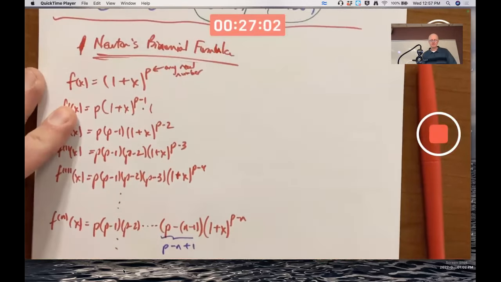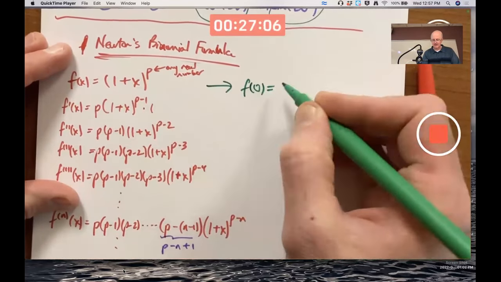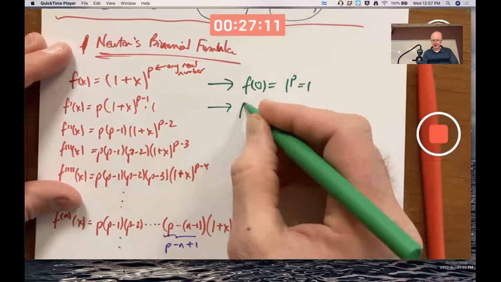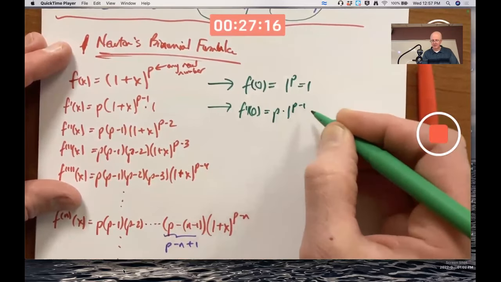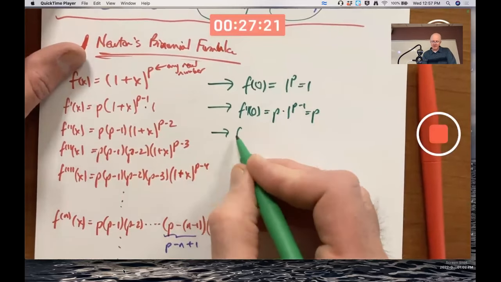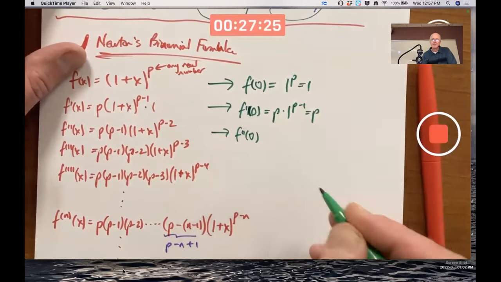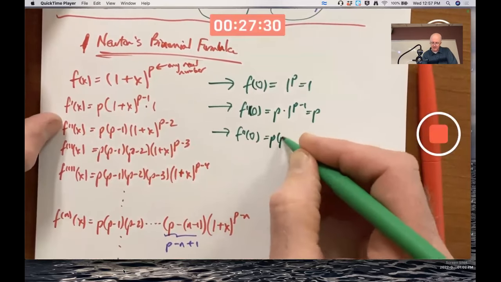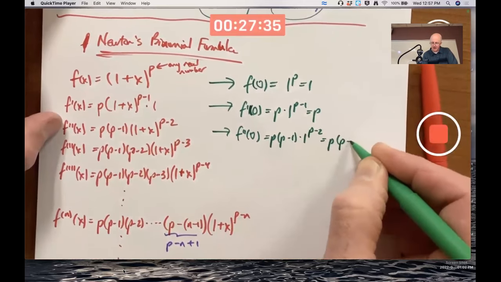Now plug in 0. F of 0 is 1 to the p power, which is 1. F prime of 0 is p times 1 to the p minus 1 power, which is p. F double prime of 0, this is a single prime here, this is a double prime. Plug in 0 there, you get p times p minus 1 times 1 to the p minus 2, which is p times p minus 1.